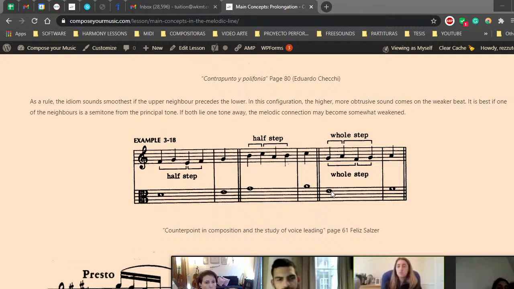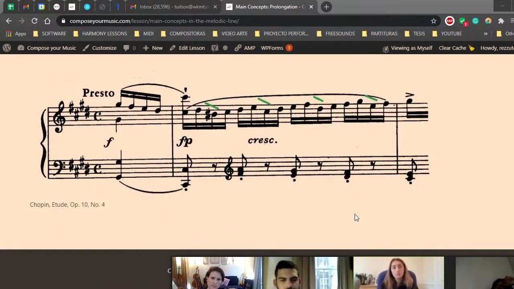And when you have an E against a G, the third, fourth against the cantus firmus, a tone away from the melodic line. Down we go. This is the whole step. This is not the best case scenario, but it is allowed. And then coming back to the third. Now, this is kind of a real example.